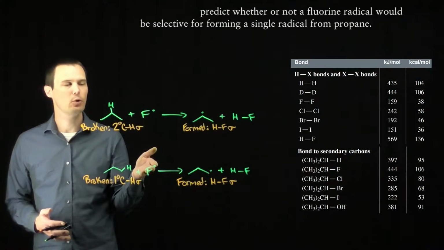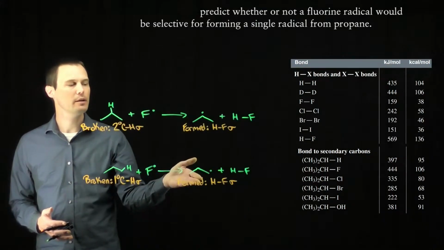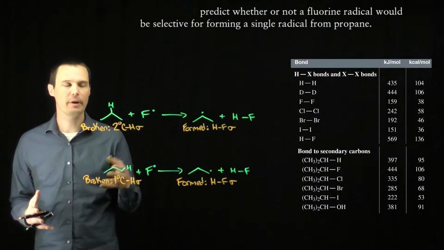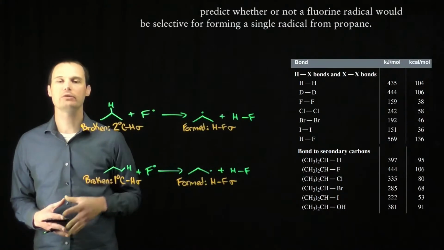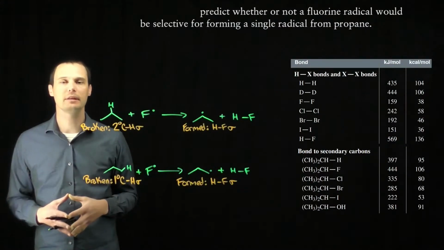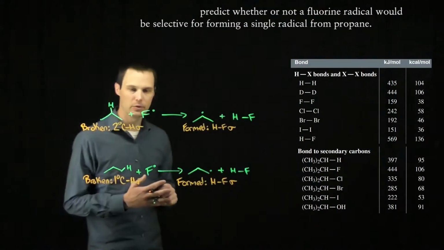The question asks us whether a fluorine radical will be selective at forming one carbon radical over another, starting with propane as our starting material. To do that, we'll use bond dissociation energies to calculate delta H for each of these reactions and see if there's any selectivity difference. Let's start adding some bond dissociation energies.